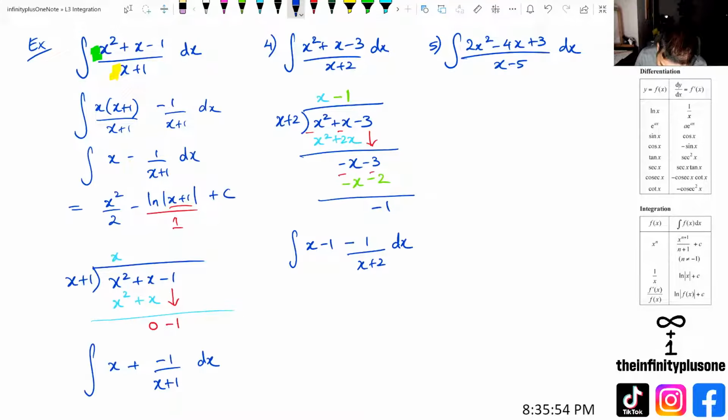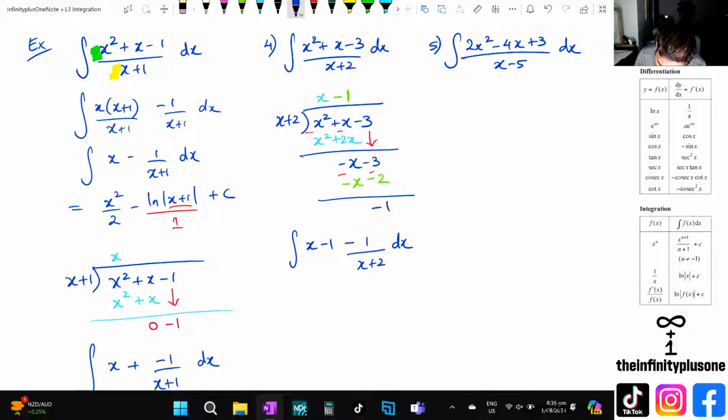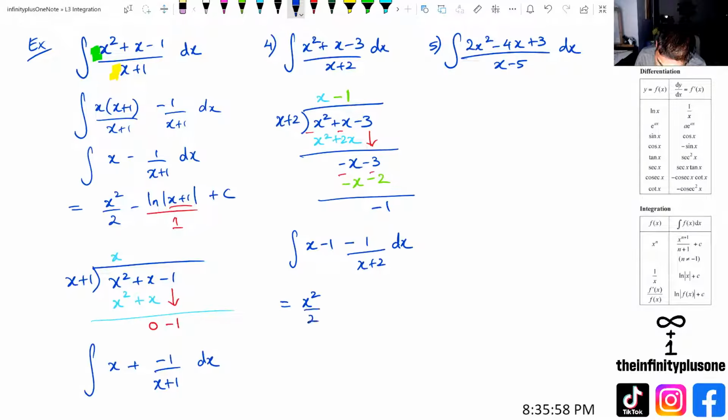And if we do that, we're going to get x squared over 2 minus x minus ln of x plus 2 plus c. And of course, don't forget the integral of that, which equals 1.